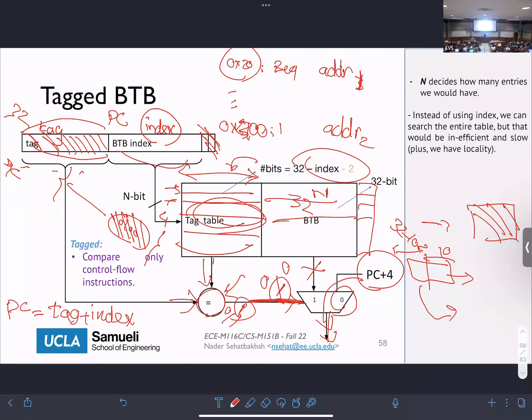The question is, we could have just used the entire PC as our index. The problem with that was that you need 2 to the power of 32 entries, right? So you couldn't do that. We good?